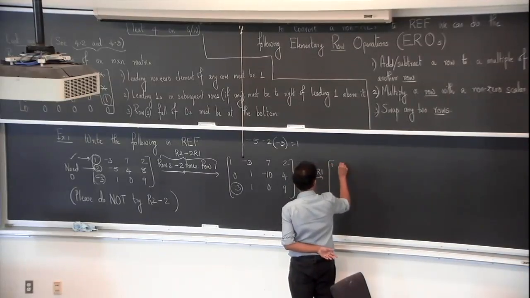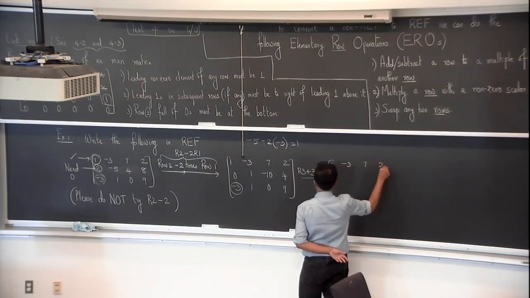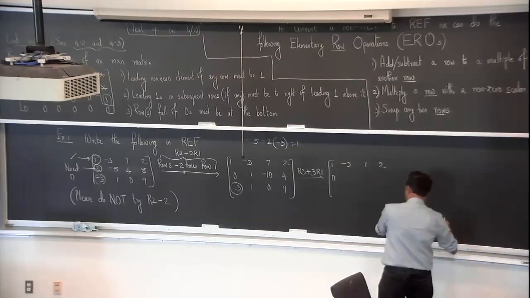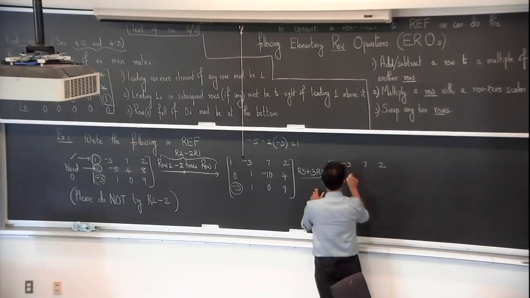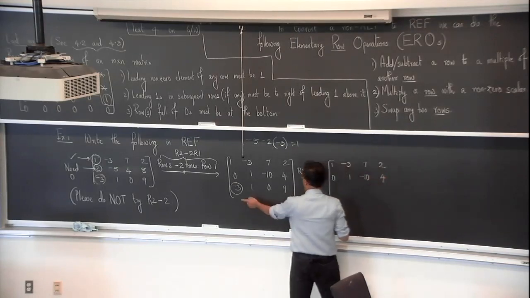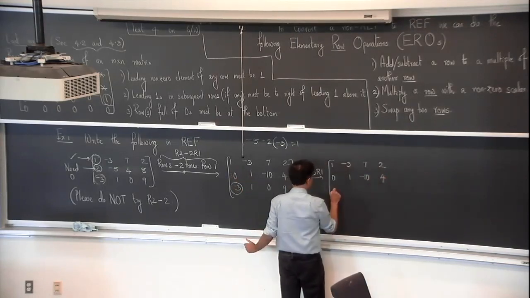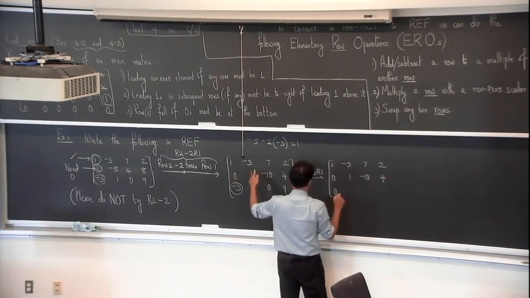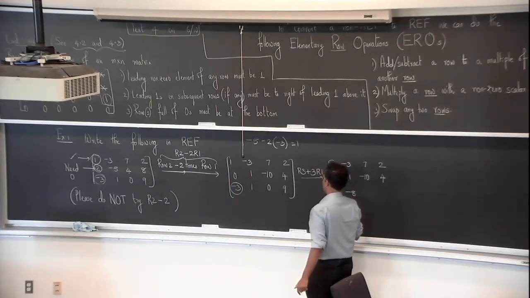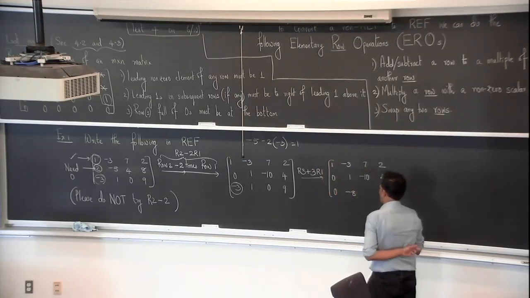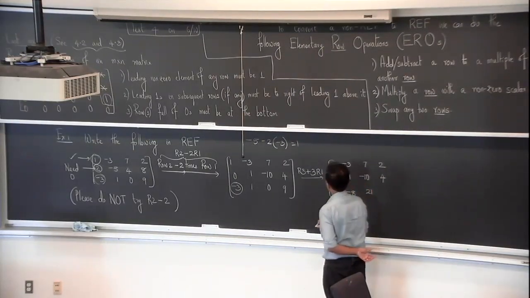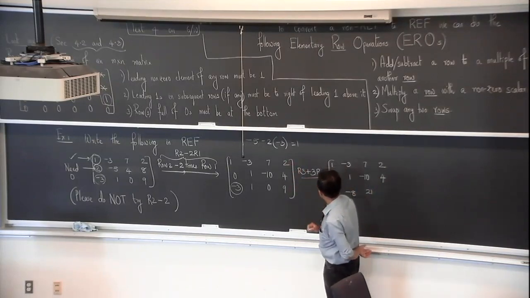So it'll be 1, -3, 7, 2. Every time you have this burden of copying the matrix correctly into a new one. Okay, so 0, 1, -10, 4. R3 plus 3R1 would be 0. 1 minus 9, which is -8. 0 plus 21, that's 21. And 9 plus 6, which is 15.